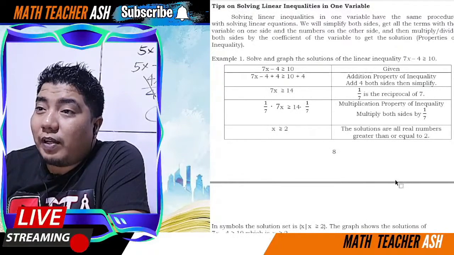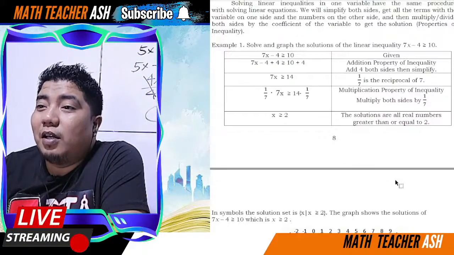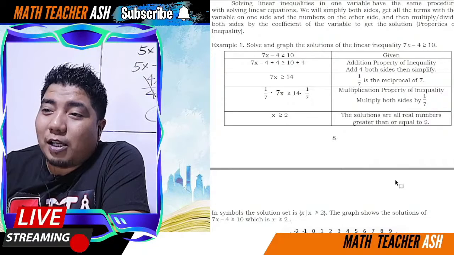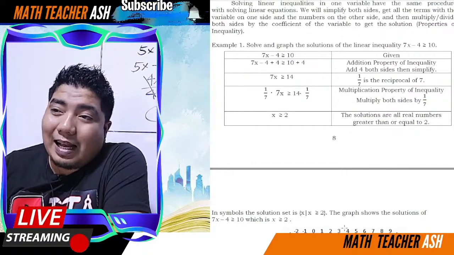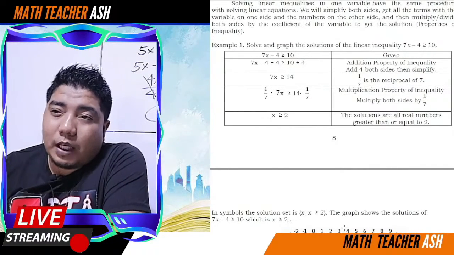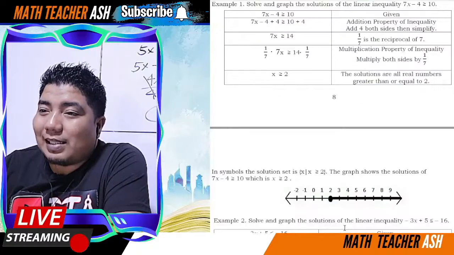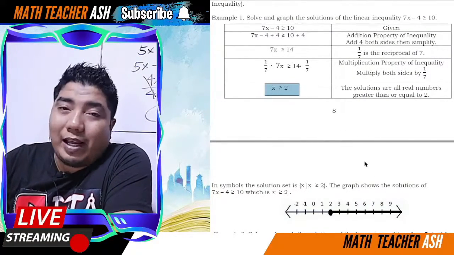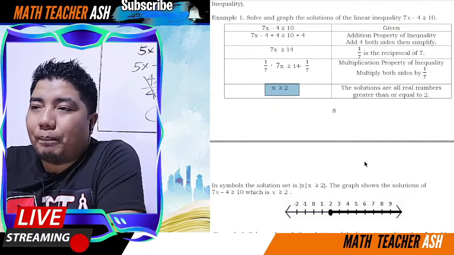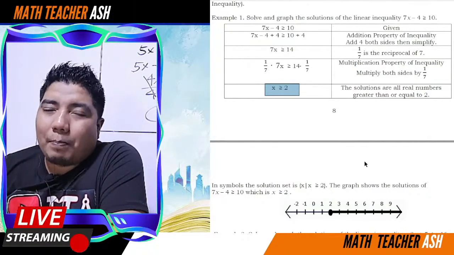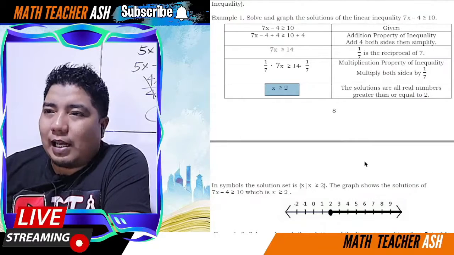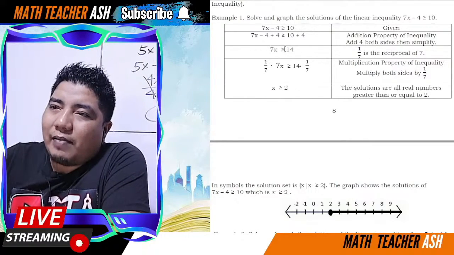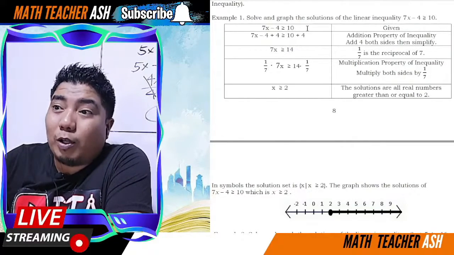So tips in solving linear inequalities in one variable, of course, the same concept lang din siya sa pagsosolve ng equation. However, pagdating sa last part, which is when you isolate your x, yung x na lang natira sa kabila, kailangan mo ng pangalanan kung sino yun sila. Okay, example we have here. 7x minus 4 is greater than or equal to 10.